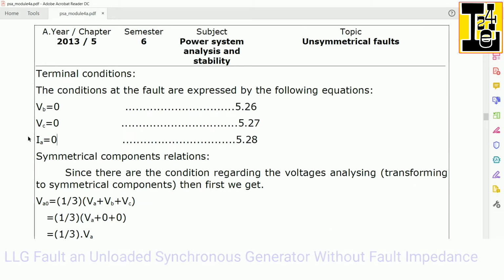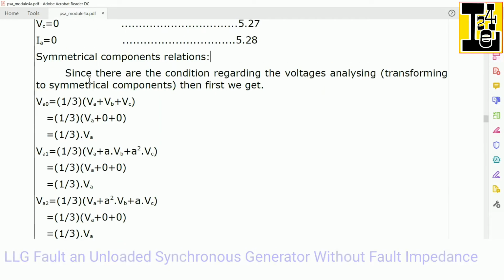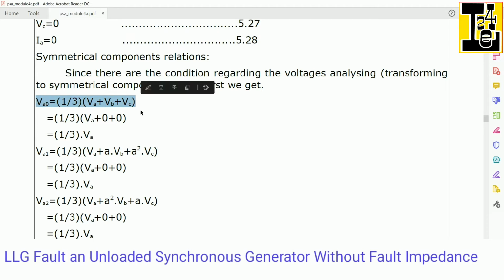So with these terminal conditions, we will find the symmetrical component relations, that is, how the symmetrical components are related together in LLG fault. Since there are two conditions regarding the voltages, we will analyze them first. We have a standard equation, VA0 in terms of the phase voltages: VA0 is equal to 1 by 3 into bracket VA plus VB plus VC. As VB and VC are 0, substituting that, we get VA0 is equal to 1 by 3 into VA.